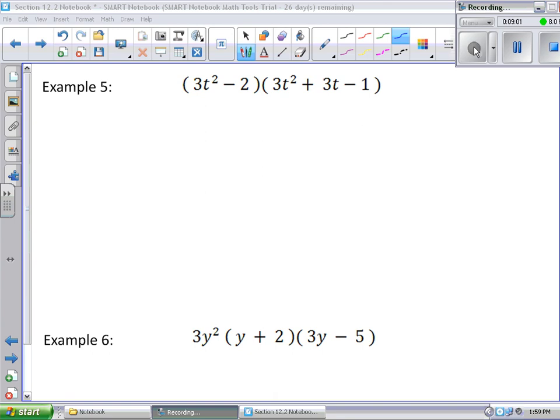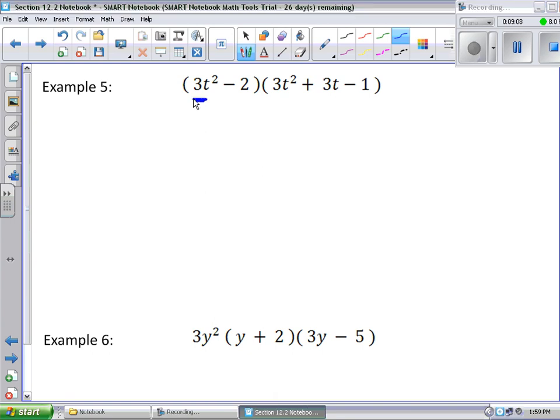Okay, again, I want to multiply this binomial times the trinomial. I'm going to start off by multiplying the first term times all three of them, and then I'll move over and multiply the second term times all three of them. Starting with the first term, 3t squared times 3t squared would be 9t to the 4th. Remember that I have to add the exponents. The 2 plus 2 gives us 4.